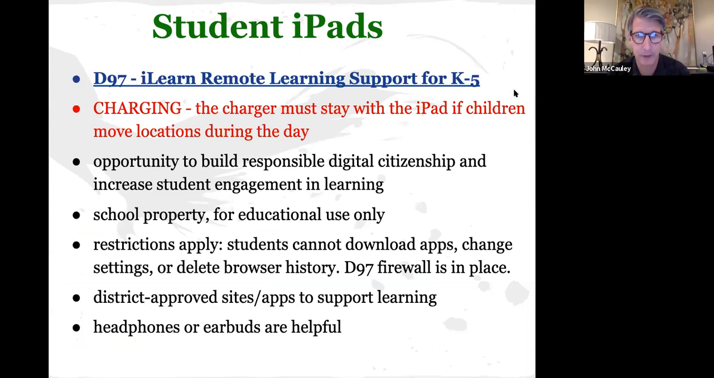So let's talk about the iPads. There's a wonderful site linked to this. It's called the D97 iLearn Remote Learning Support for K through 5. This is going to be really important for you to keep track of this year. If you haven't looked at the support videos already, you're going to want to do that. One of the things we're already finding in the first couple of weeks is that we really need to get a charging routine down for all families.